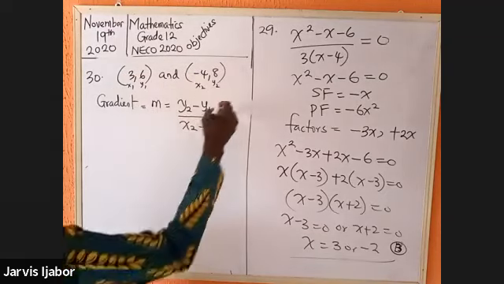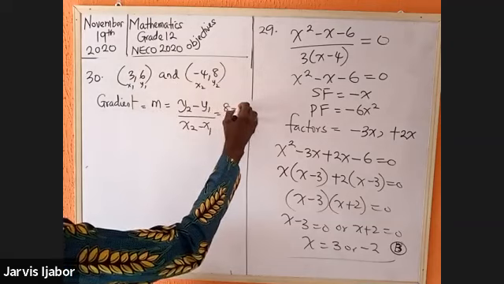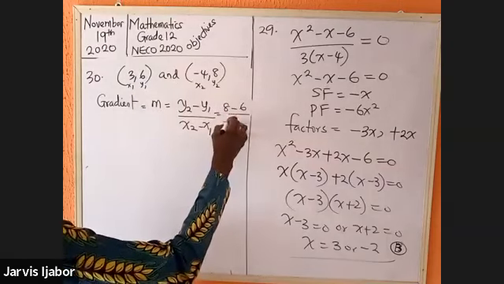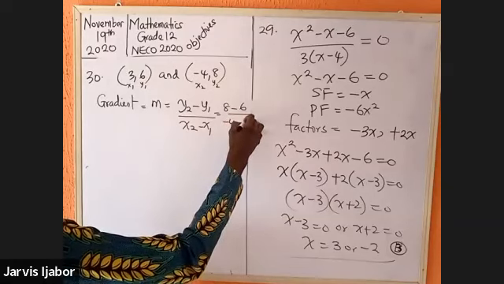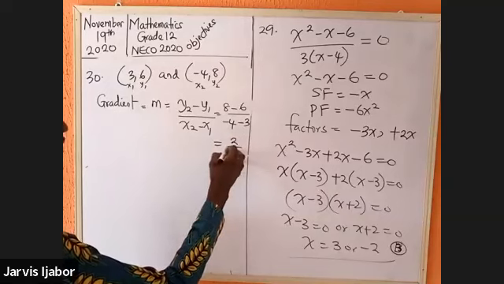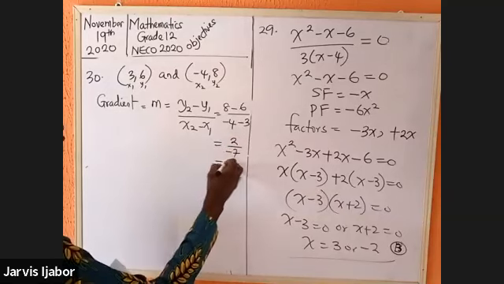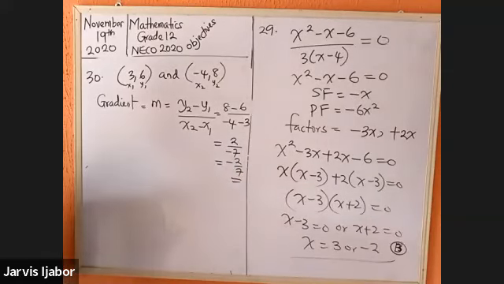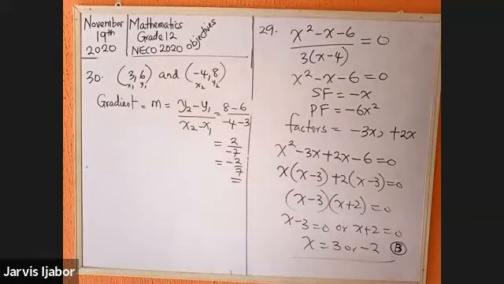So I'm going to take this as Y2, Y1, X1, X2. So this will be 8 minus 6 over negative 4 minus 3. So what does this give you? This will give you 2 over negative 7, which will be negative 2/7. Are we seeing that? So that takes care of that.